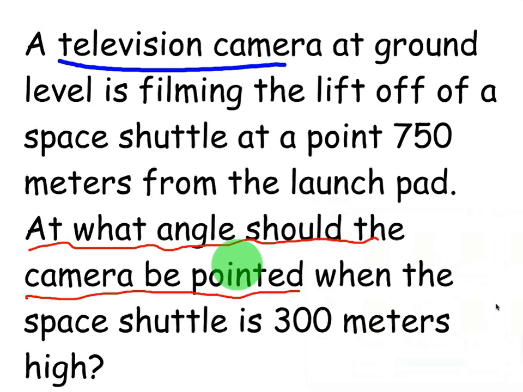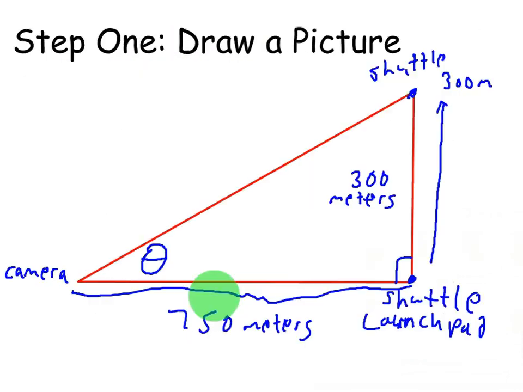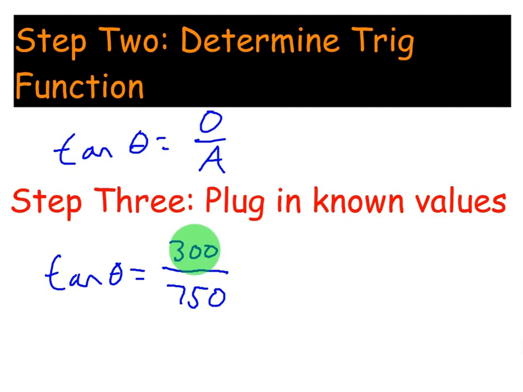Okay, so now that we've drawn the picture and set up the equation, it's time to solve these problems. Just as a refresher, this was the first example we looked at. This is the diagram that we drew, and this is the equation we set up. So the real question is, how do we go from here? If we have tangent of theta equals 300 over 750, how do we solve for theta?